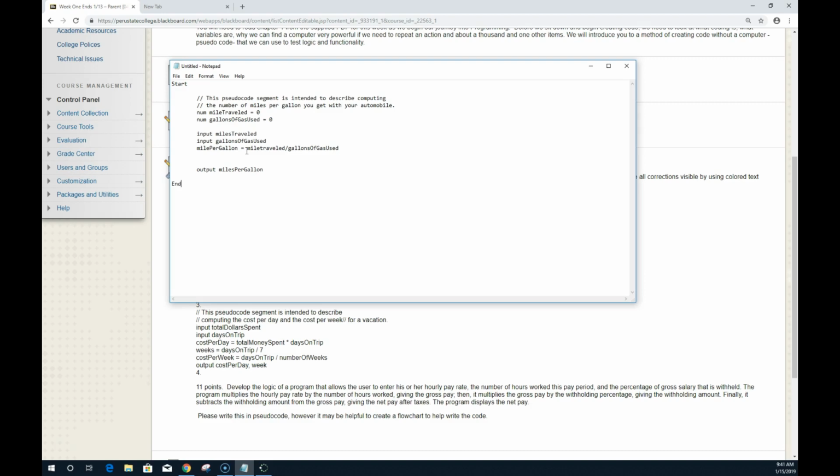There's one more problem I see with this. What might be an issue? Let me give you a hint. How many variables did we use in this program? How many variables did we declare? Correct. If we're going to use a variable, in almost every language we need to declare it. So we need to declare miles per gallon, and then we just set it equal to 0.